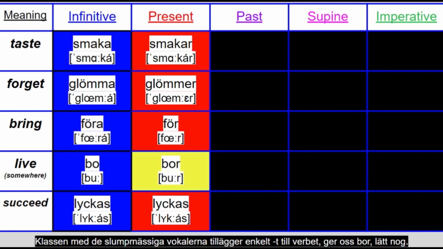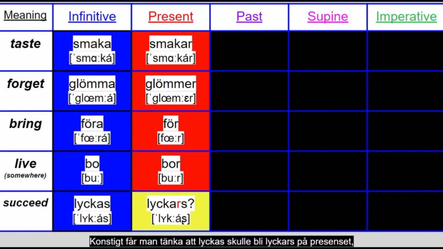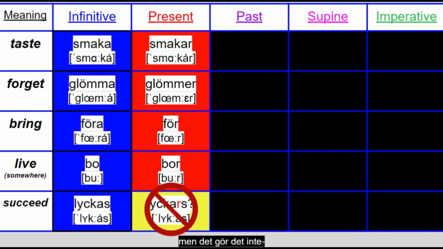The random vowel class simply adds an er to the end of the verb, giving us bor, easy enough. Weirdly, you may think that lyckas would become lyckas in the present, but it doesn't, it just stays as lyckas.